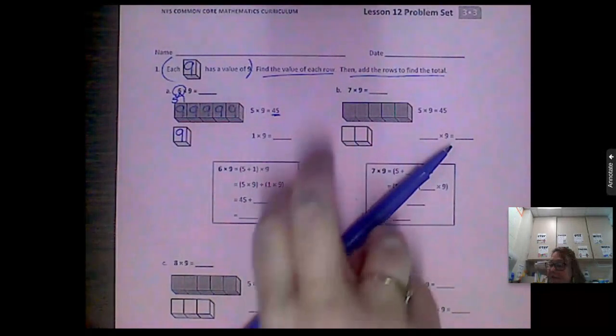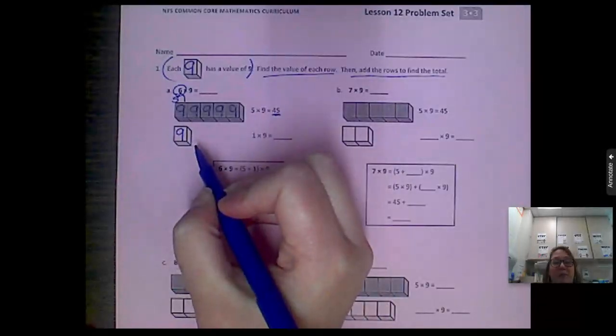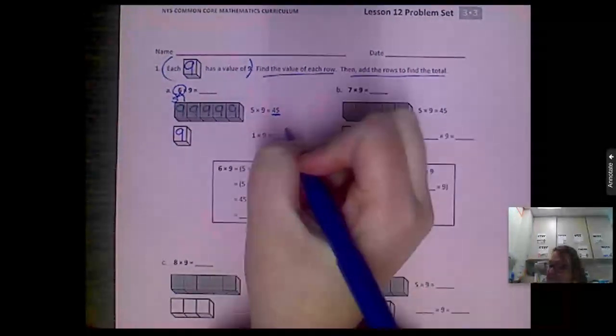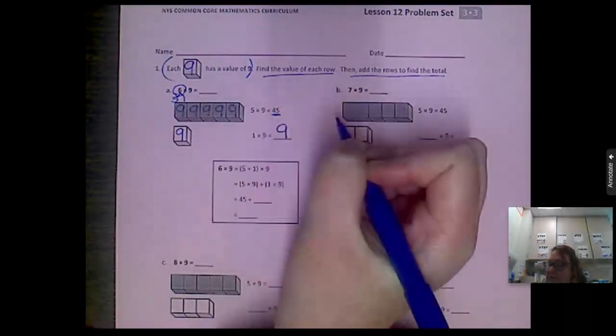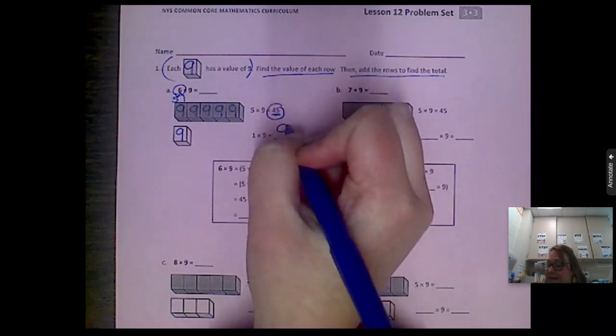And at the bottom, they have 1 times 9 because there's just one block and it's worth 9. So 1 times 9 is 9. Good. Now, what would we do with that 45 and with the 9?